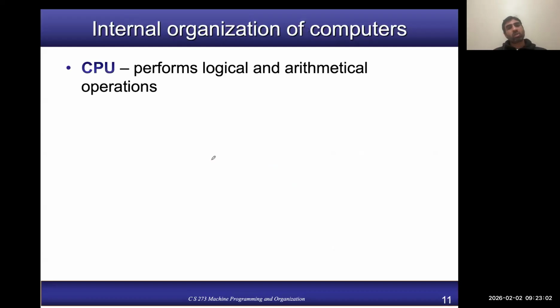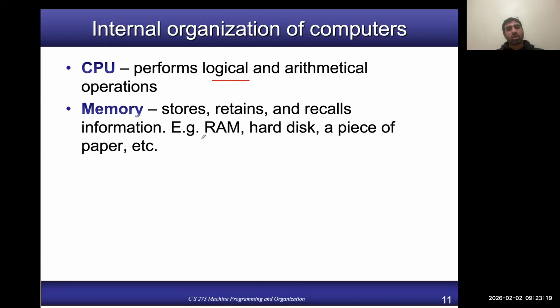The CPU, central processing unit, is responsible for performing the logical and arithmetic operations, or basically for executing the instructions. Examples of those instructions are logical instructions and arithmetic operations, right? Memory is responsible for storing the data and recalling the information, for example RAM, or a hard disk in a general purpose processor. In a microcontroller, definitely you don't have a hard disk. But a piece of paper, from daily life, is also an example of memory because it is a device you can use to hold information.